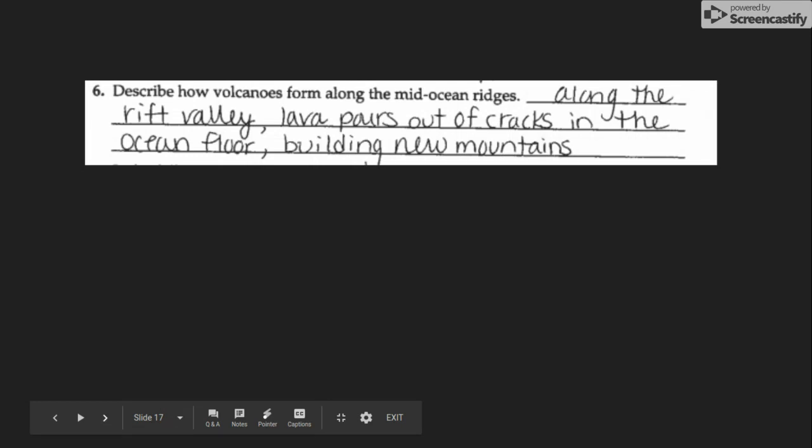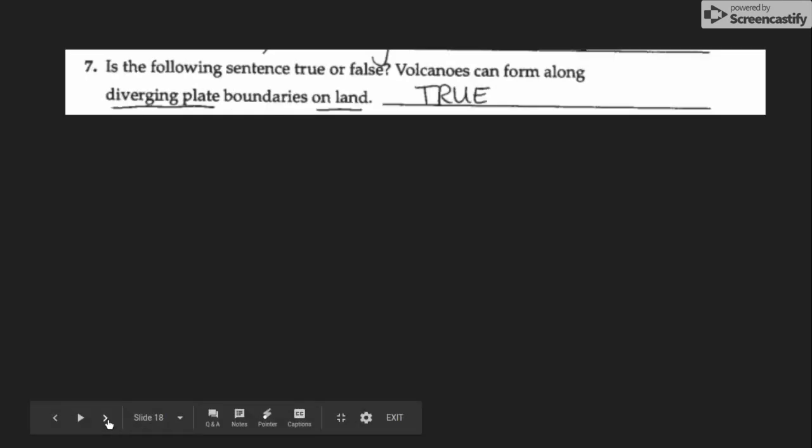Describe how volcanoes form along the mid-ocean ridges. Along the Rift Valley, lava pours out of cracks in the ocean floor and builds new mountains. Is the following sentence true or false? Volcanoes can form along divergent plate boundaries on land. This is true.